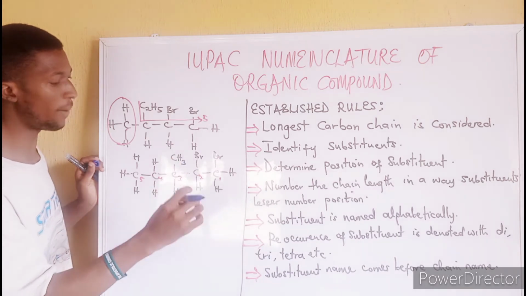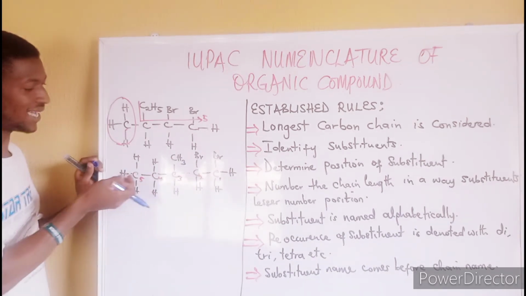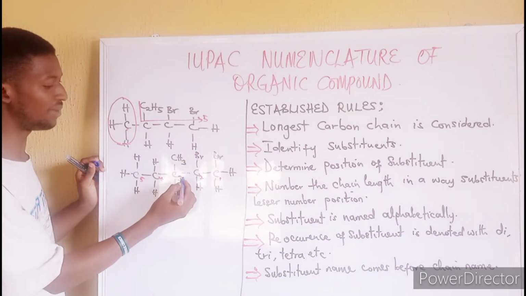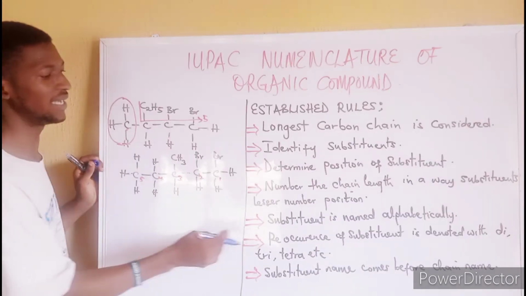Substituents take lesser number position. So in this case now, the substituents are taking lesser number position. Bromine is taking position 1, bromine is taking position 2, and methyl is taking position 3. It's taking a lesser number position.